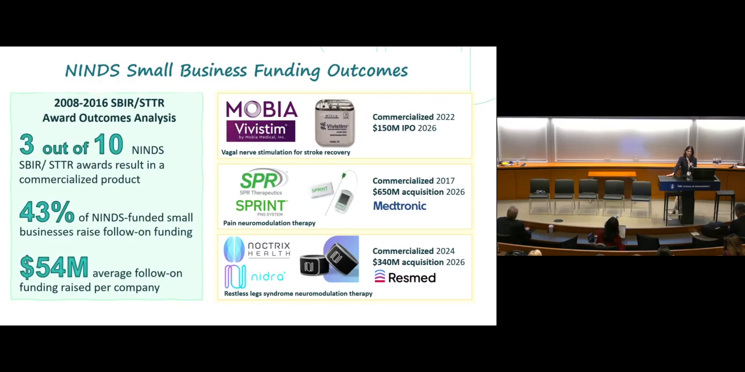Last week, this company was acquired by Medtronic for $650 million, which is one of the largest neurotech M&A deals in recent history. And Noctrix Health, who developed the Nidra neuromodulation device for treatment of restless leg syndrome, was also acquired by ResMed this month. So it's been a big month for neurotech.